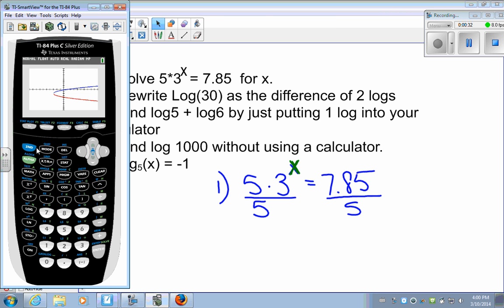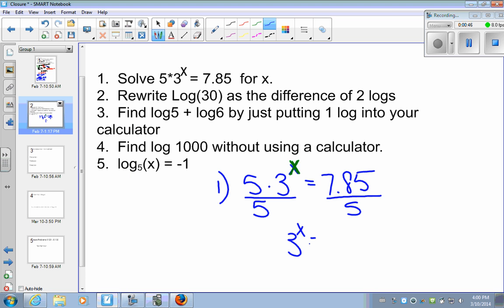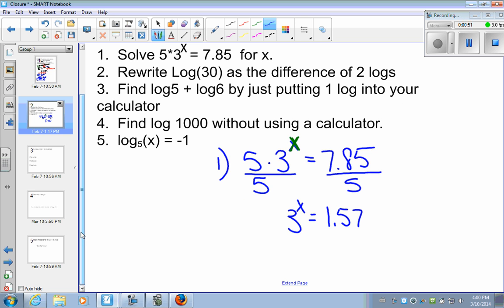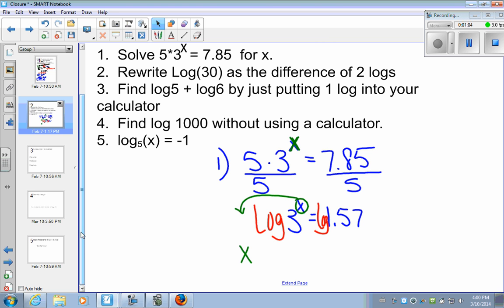So I might just take out my calculator and type in 7.85 divided by 5. And that's 1.57. So now I know 3 to the x equals 1.57. Now maybe some of you know a shortcut, but I can't remember the shortcut, so I'm going to do it the long way. So I'm going to take the log of both sides. And the power in doing that is when I take the log of this side, that little x comes down in front. So x times the log of 3 is equal to the log of 1.57.